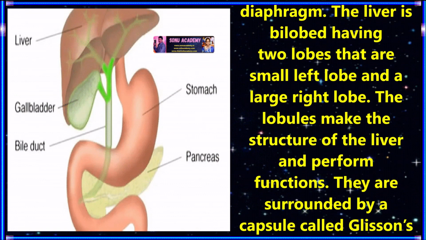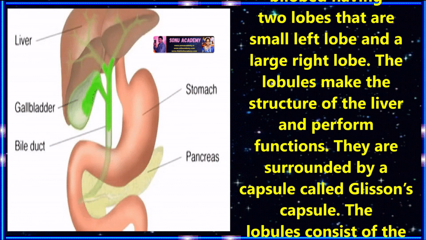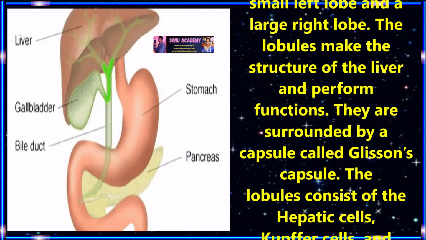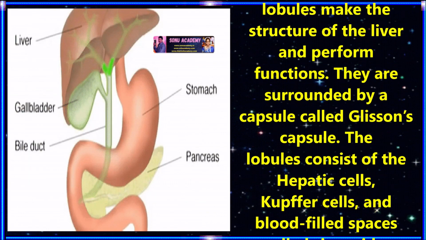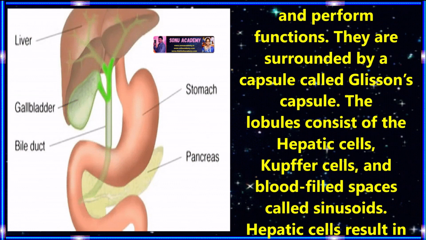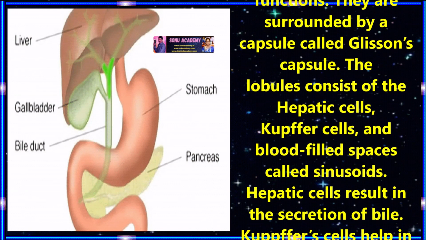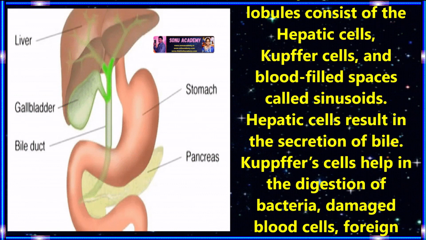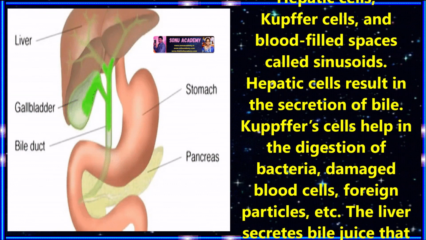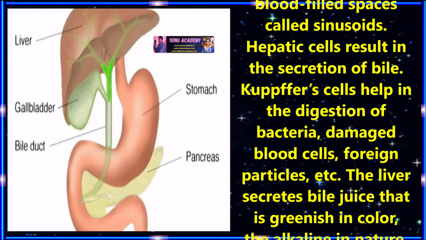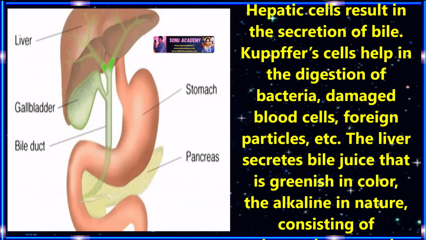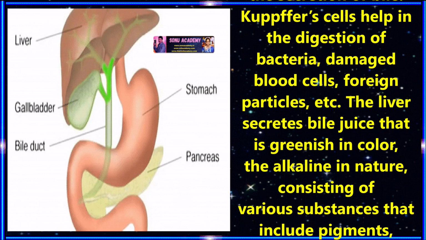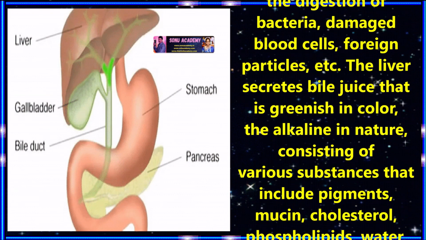The lobules make up the structure of the liver and perform its functions. These are surrounded by a capsule called Glisson's capsule. The lobules consist of hepatic cells, Kupffer cells, and blood-filled spaces called sinusoids. The hepatic cells secrete bile. The Kupffer cells help in the digestion of bacteria, damaged blood cells, foreign particles, etc.